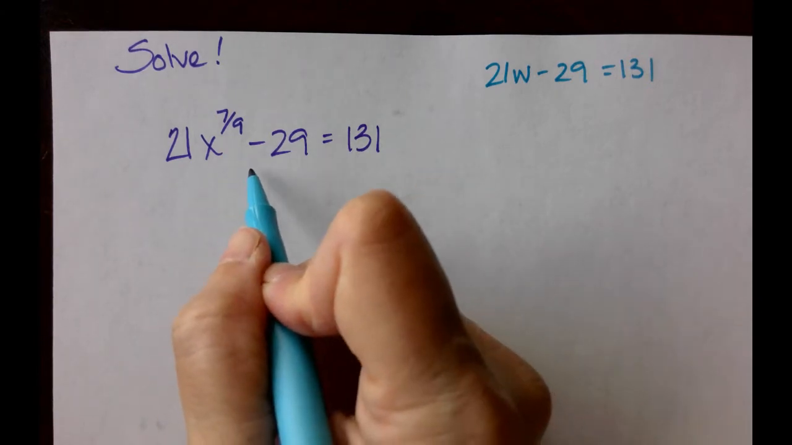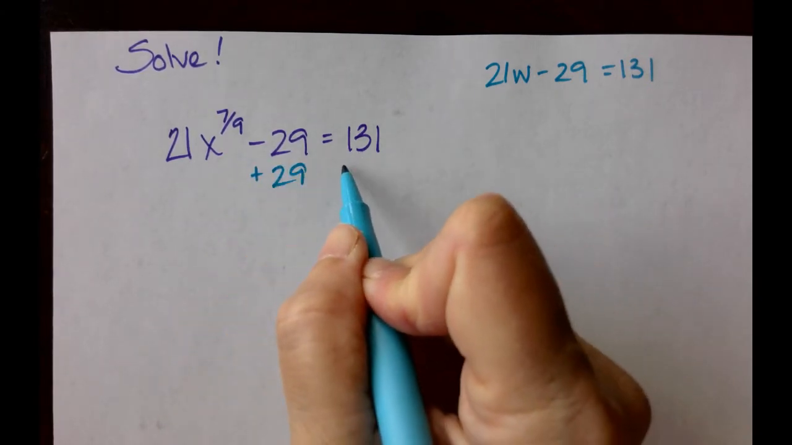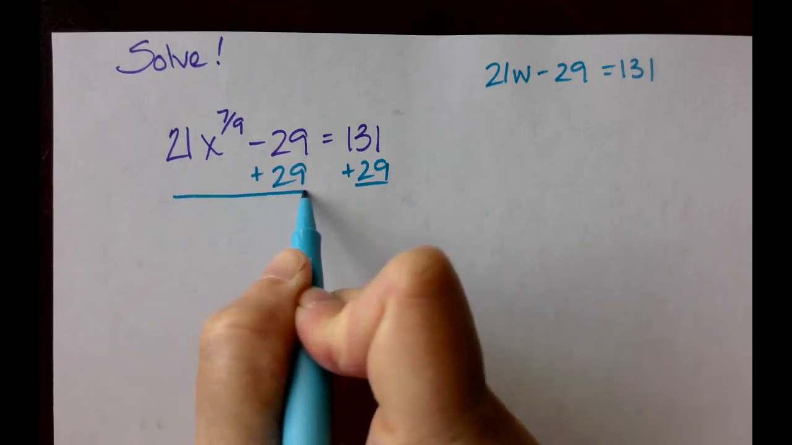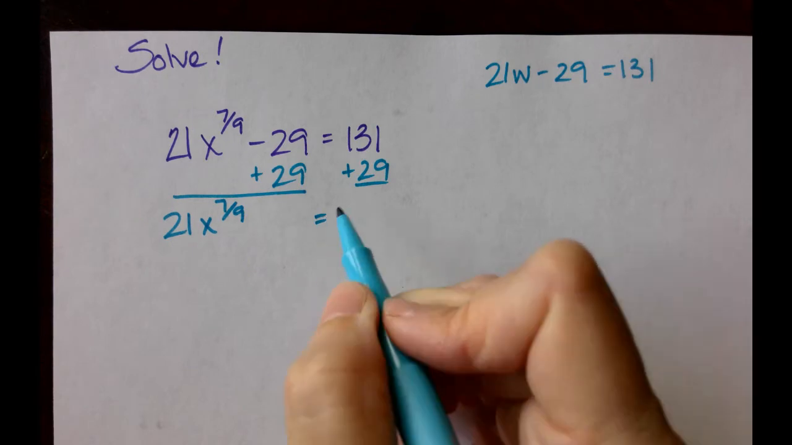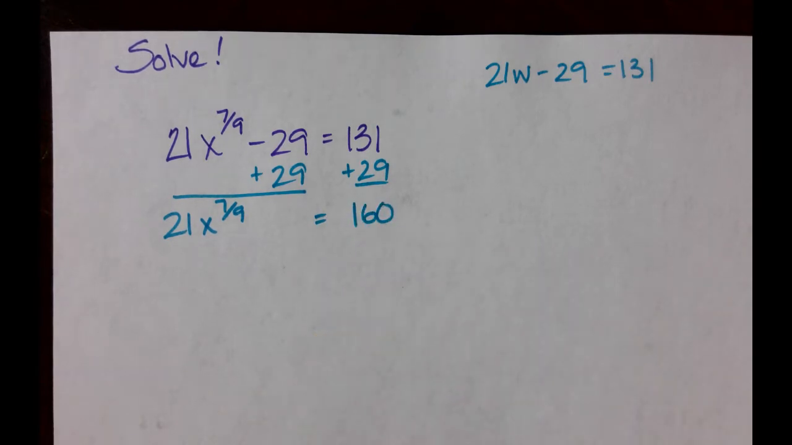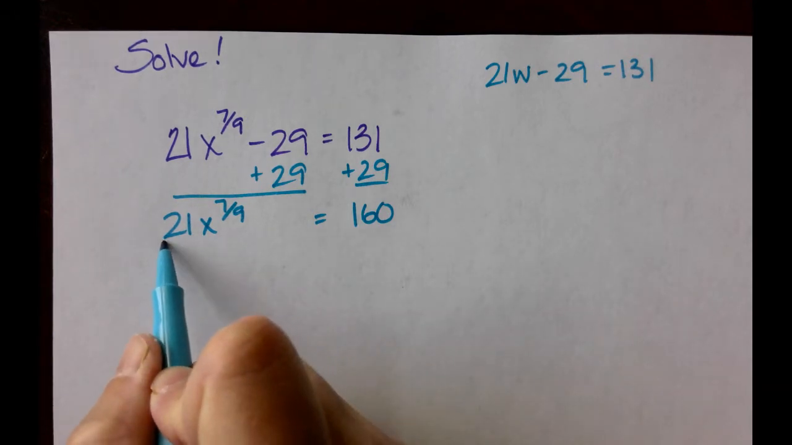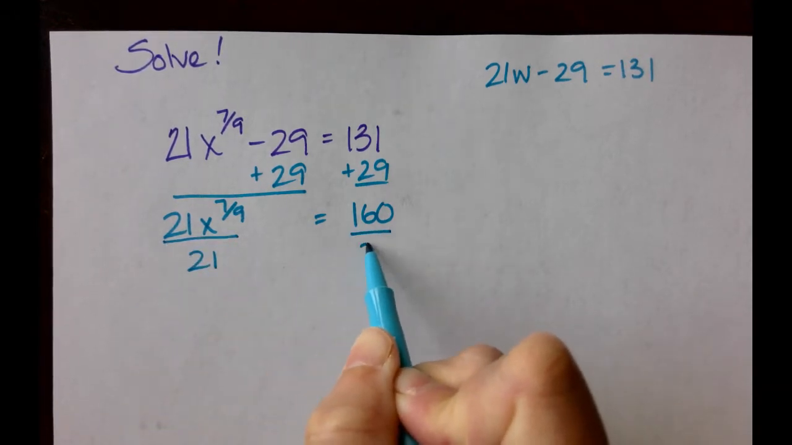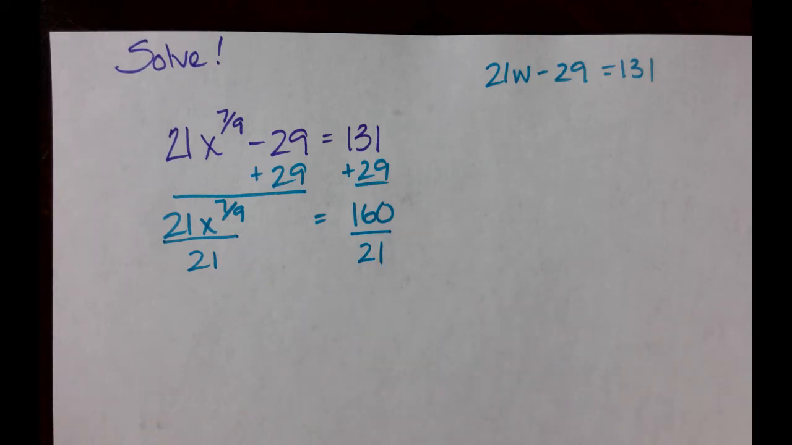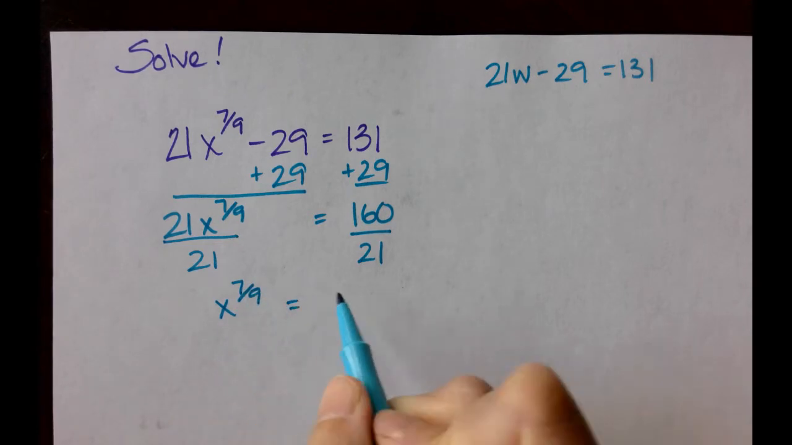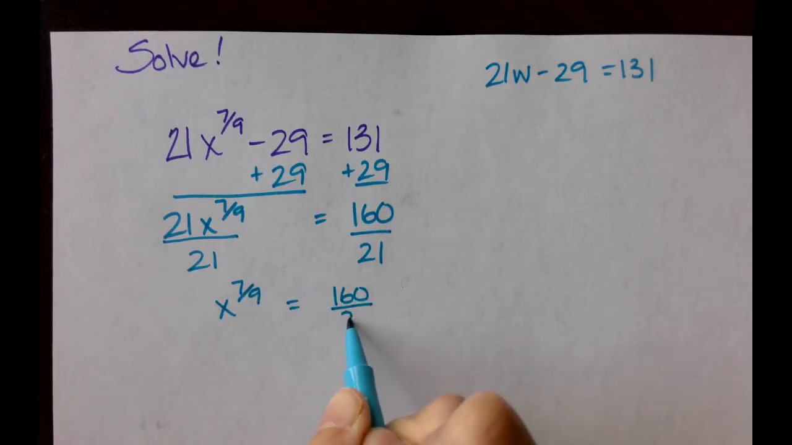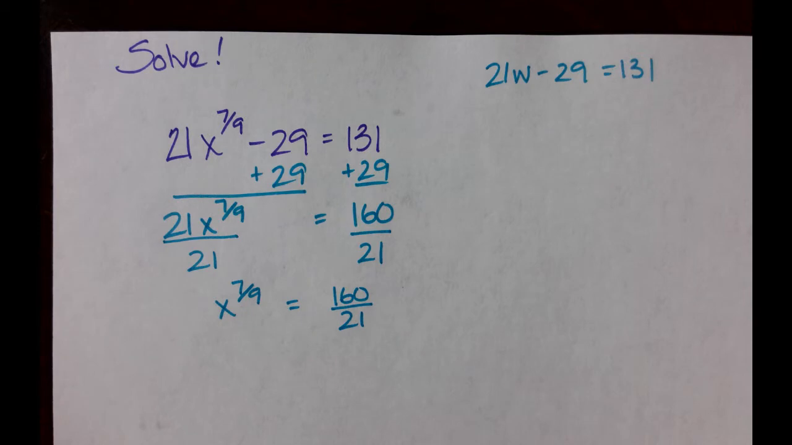To start solving this, we'll add 29 to both sides. 21x to the 7/9 equals 160. Divide both sides by 21 to get the x quantity by itself. That will give you x to the 7/9 equals 160 21sts. I guess I don't know how to say that right now.